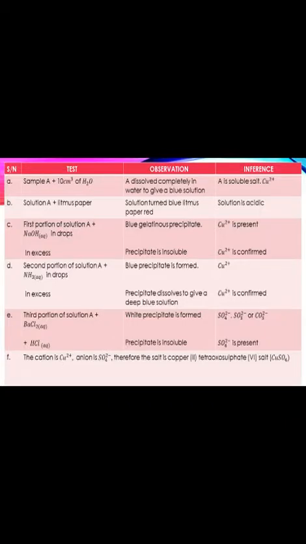Alright students, we've established the cation and anion present in this given salt. You've been able to identify that the cation is copper 2 plus and the anion is SO4 2-. So what is this salt? This salt is copper 2 tetraoxosulfate 6 salt. See you next class.